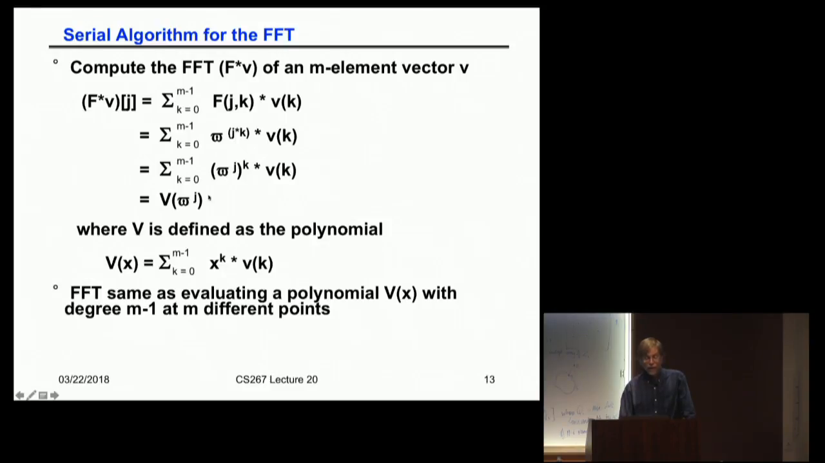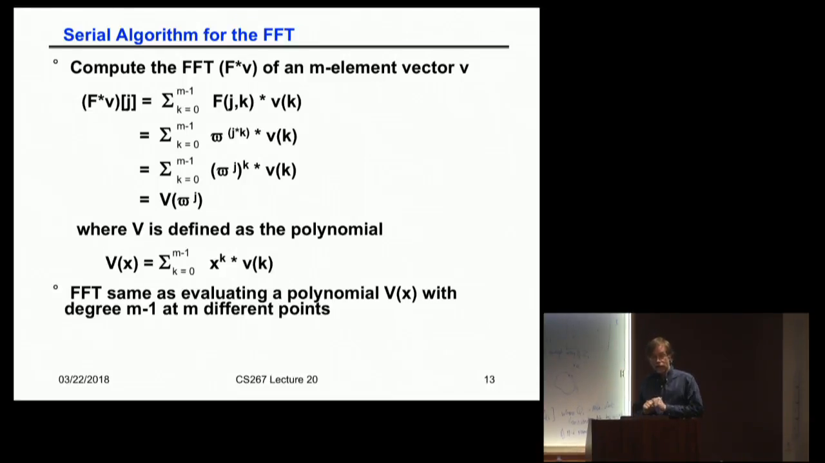And so each row of the answer is the same polynomial evaluated at a different point. So omega to the 0, omega to the 1, omega squared. And there I've written down the polynomial. So the FFT is the same as evaluating a fixed polynomial of degree m minus 1 at m different points. So what I want to do now is divide and conquer. That's how I'm going to get from m squared to m log m.